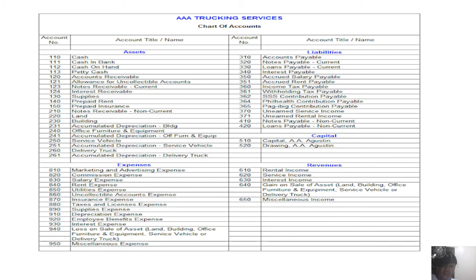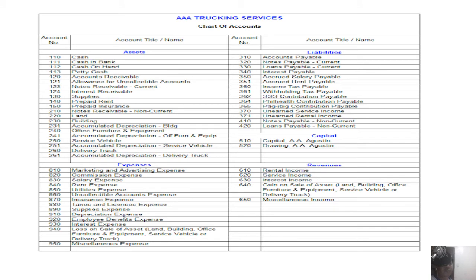And then, sa liability din naman, ganun din, accounts payable ang umpisa hanggang sa loans payable non-current. Sa expenses, ayan, ang mga titles na ginagamit, marketing and administrative expenses hanggang sa miscellaneous expenses. Sa revenues naman, rental income, hanggang sa miscellaneous income. So, yan yung mga gagamitin nila sa recording.